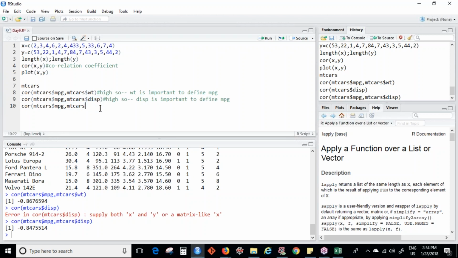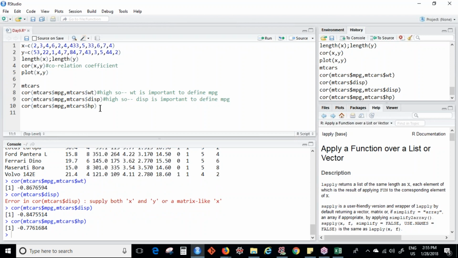Any other continuous variable do we have? So displacement, horsepower also I can include. So what do you think? Horsepower will have positive correlation or negative correlation? What do you think, guys? What will be the correlation, at least the sign, between miles per gallon and horsepower? Will it be positive or negative? It will be negative, right? Because more horsepower means more fuel it will burn. So yeah, it is negative, but slightly less than the previous one.